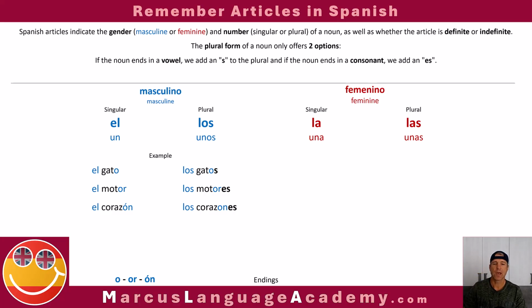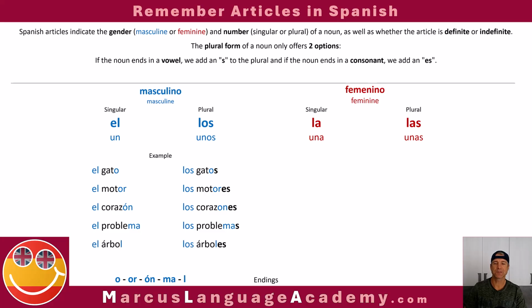Okay, and another example. El problema y los problemas. That's quite interesting because words that end in MA, even if they look feminine because we have an A here, are masculine. So it's el problema, okay? Every time I say the problems are not the girls, the problems are the boys. Okay, so it's el problema and los problemas.